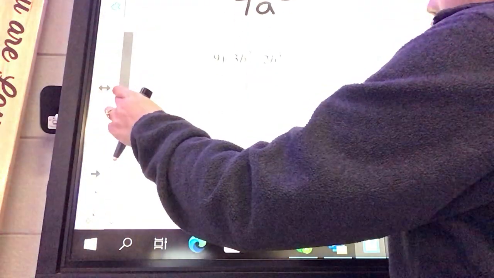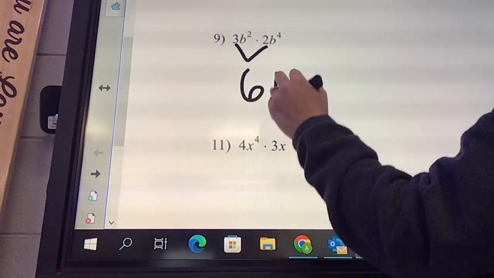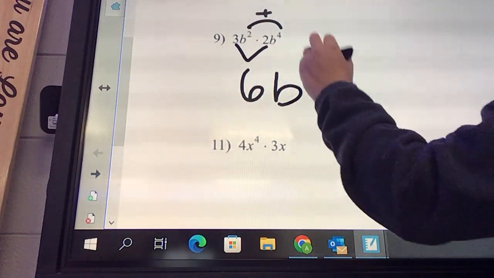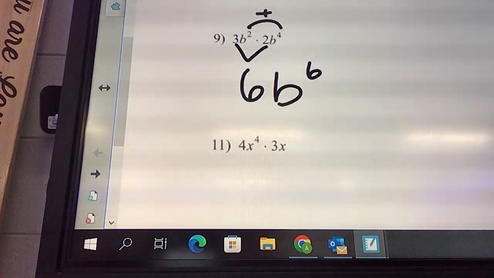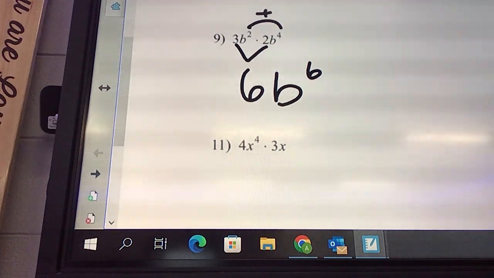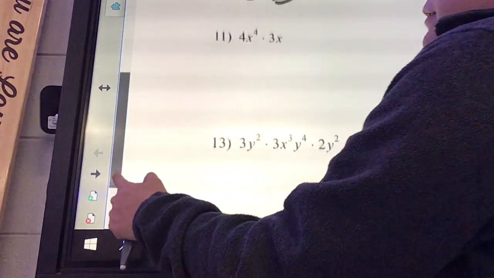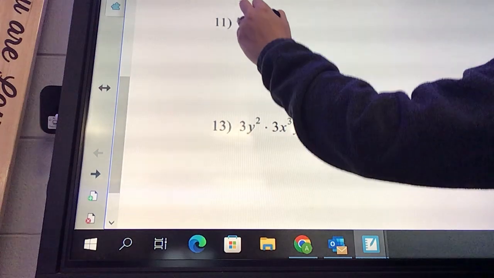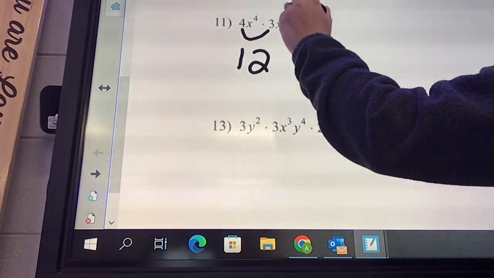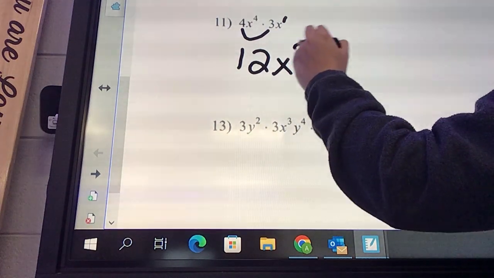Okay, 3 times 2 is going to be 6. B to the 2 plus 4, 6. Or somewhere here with it. Okay, 11. 4 times 3, 12. And then I can put a 1 right there. So I get 4 plus 1 is going to be 5.